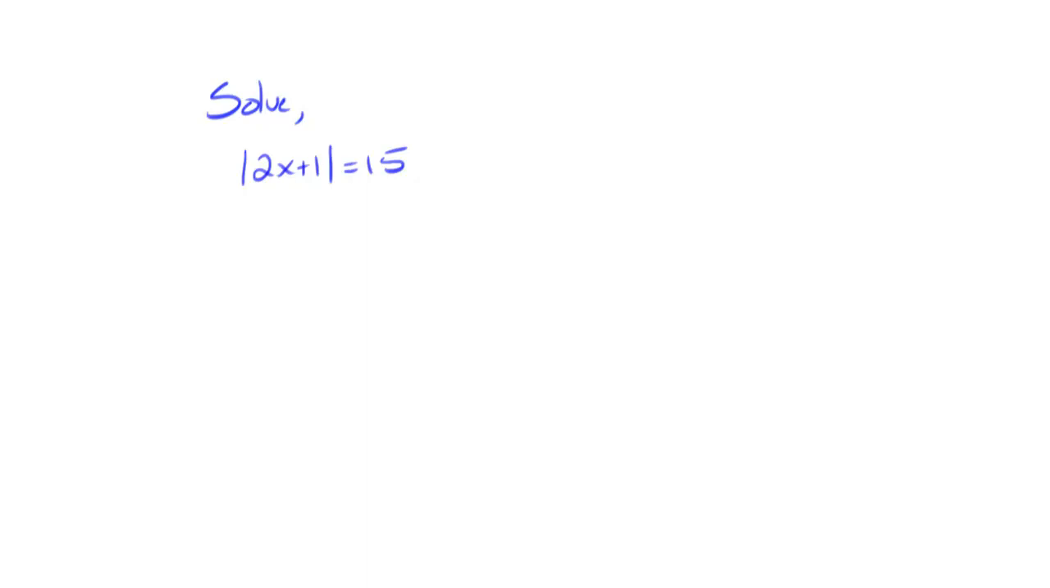All right, let's talk about solving absolute value equations. Here's the whole concept. When we plug in a value for x, we want the expression inside here to end up being either 15 or negative 15. Because if we plug in an x value that makes this expression 15, the absolute value of 15 is 15. If we plug in a value for x that makes this expression negative 15, the absolute value will also make that 15. So let's do that.